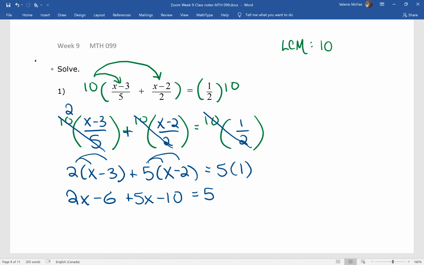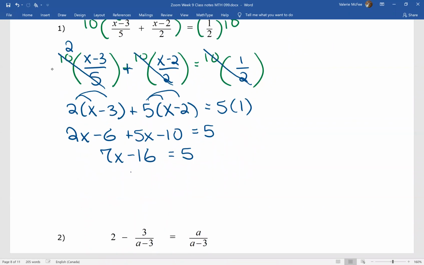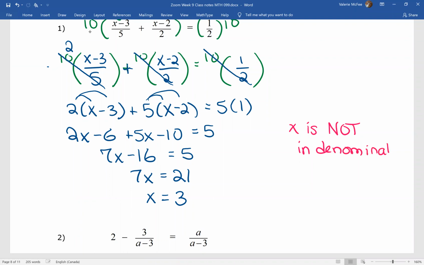Remember, I always want you to simplify. So on the left, we have 7x minus 16. Now we can add 16 to both sides and divide by 7. x is not in the denominator of this question, so there are no restrictions. That means that x equals 3 is our solution.